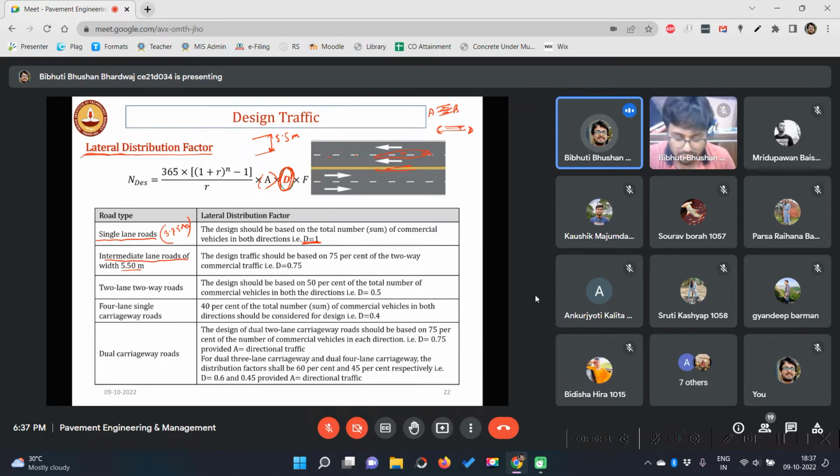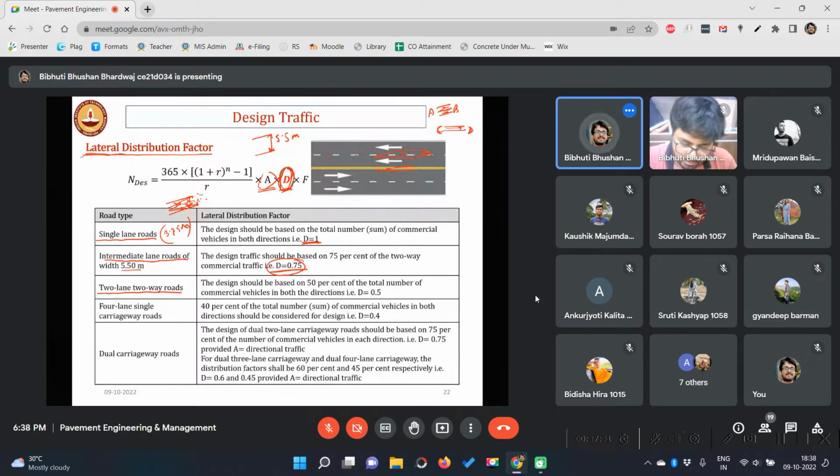So on an intermediate lane road, the vehicle has the liberty of changing the lane, because there is only one lane here. But the traffic will be somehow more distributed here and here, right? So in those cases, it's considered 0.75. That means whatever traffic we have calculated, the intensity of the traffic can be reduced by 25% because it's distributed now here and here. So that's why 0.75 is taken.